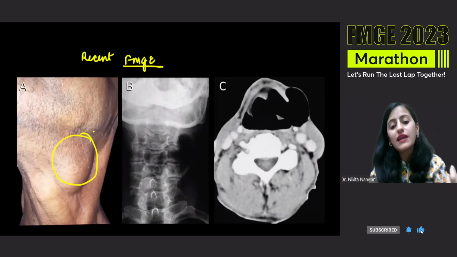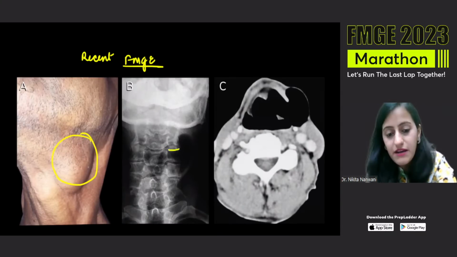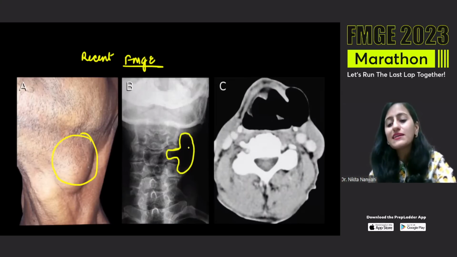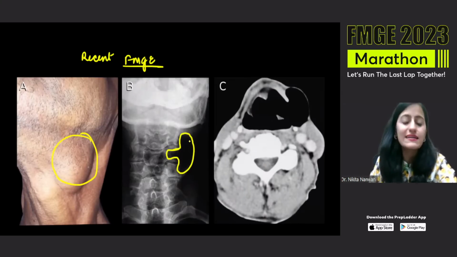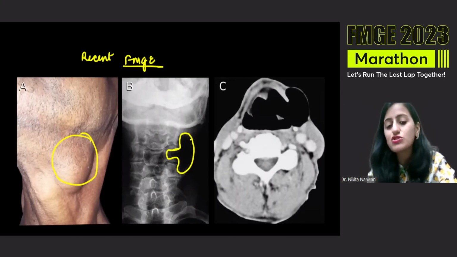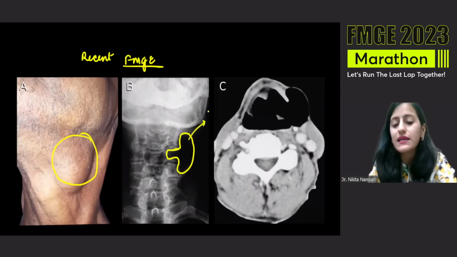We do a radiograph. And what do we see in the radiograph? This is the swelling on the left side. Now, what do you think the swelling is containing? Is it air? Is it fluid? Is it calcification, soft tissue? What do you think is the swelling containing?